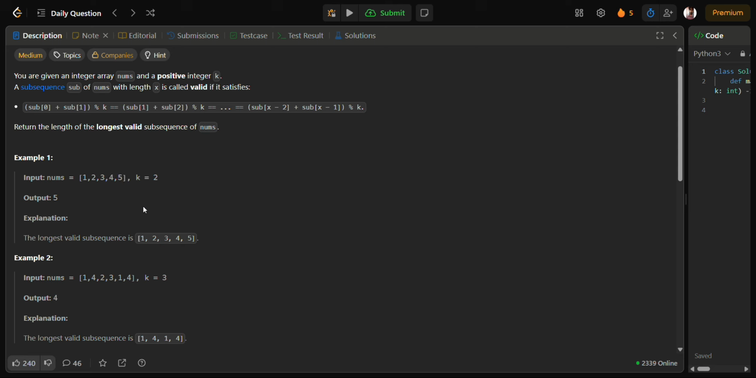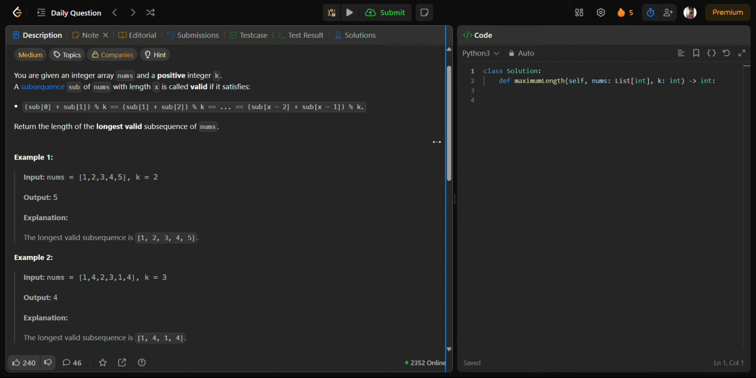So we've gone from 1, 2, all the way to 1, 2, 3, 4, 5, and every pair of consecutive elements behaves the same way in terms of how their sum interacts with k equals 2. That makes the entire array a valid subsequence, and since it contains 5 elements, the final answer here is 5. This example shows that if we can keep finding elements where the pair behavior stays the same, we can grow the subsequence longer and longer.